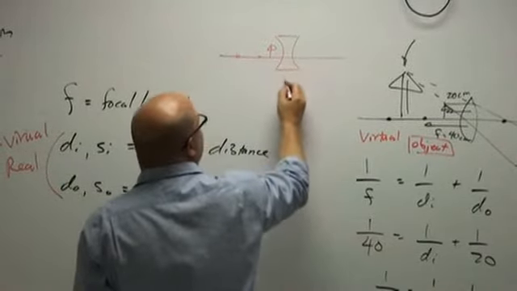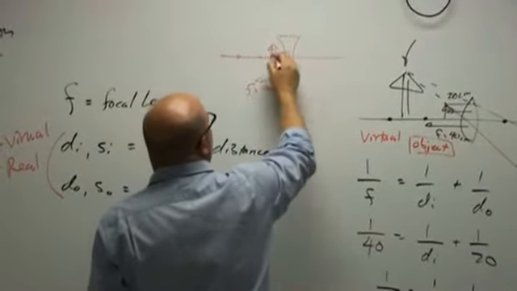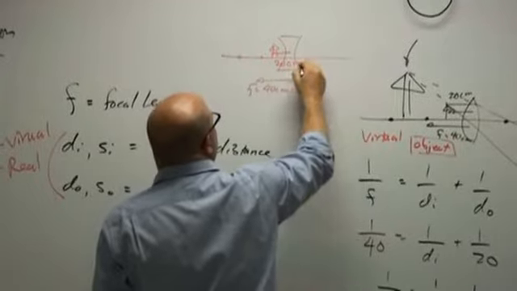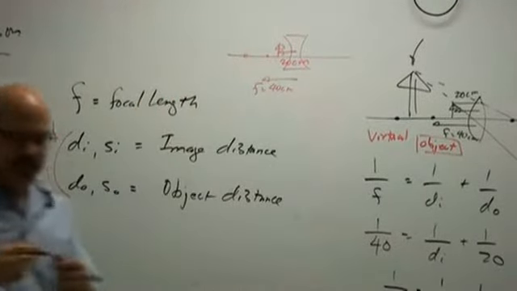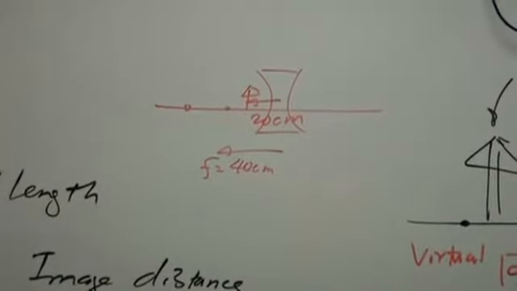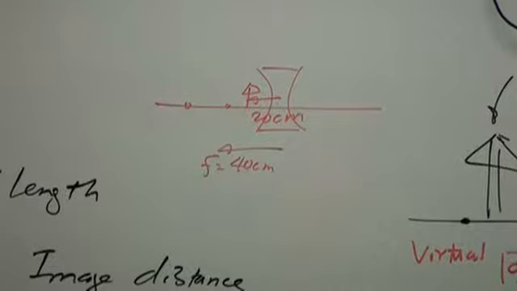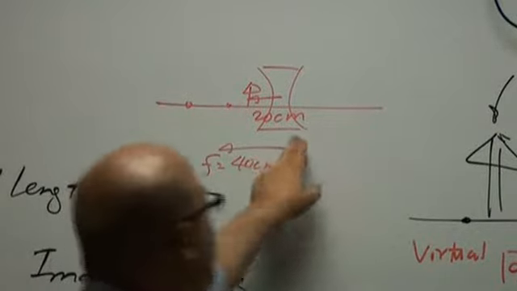Okay, everything's exactly the same. I got 40 centimeters to my focal length. I got 20 centimeters to my object. Do we get the exact same answer? No, we shouldn't. Okay, so how is this lens different than this lens?